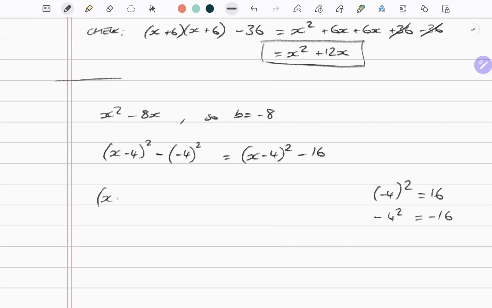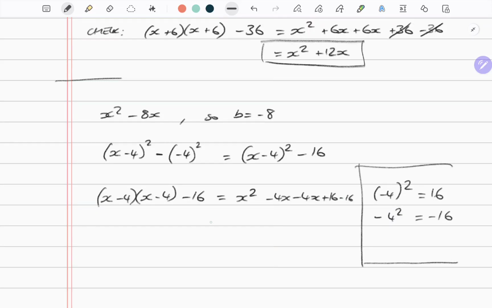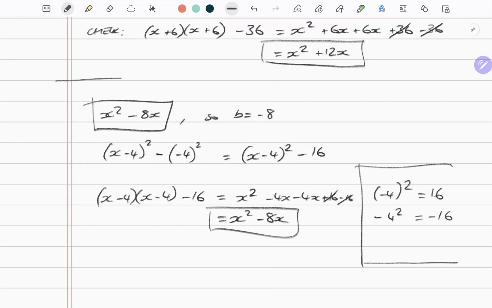So let's say we have x minus 4, x minus 4 minus the 16 to make sure we've got the right signs, and it is minus 16. So we have x squared minus 4x minus 4x plus 16 minus 16. Then we can cancel out those 16s, and then we have x squared minus 8x. So we are back where we started.